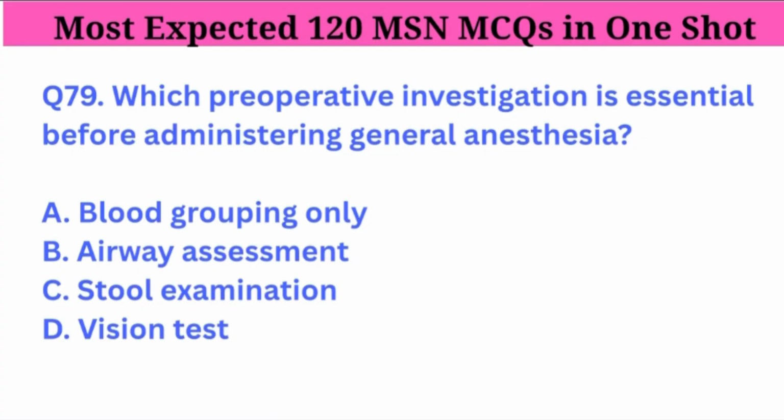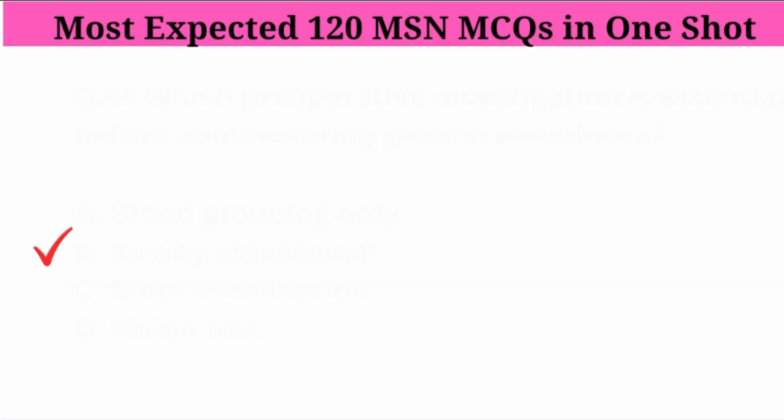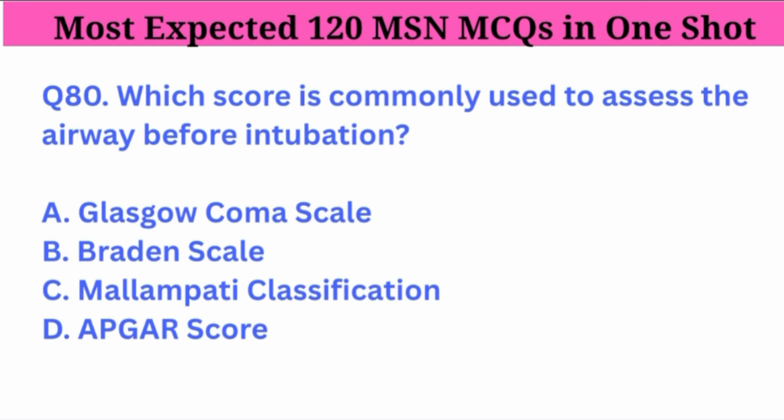Which preoperative investigation is essential before administering general anesthesia? Your correct answer is option B. Airway assessment. Which score is commonly used to assess the airway before intubation? Your correct option is option C. Mallampati classification.